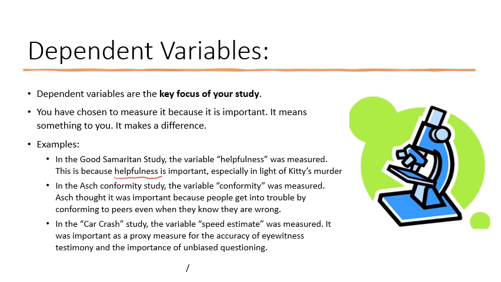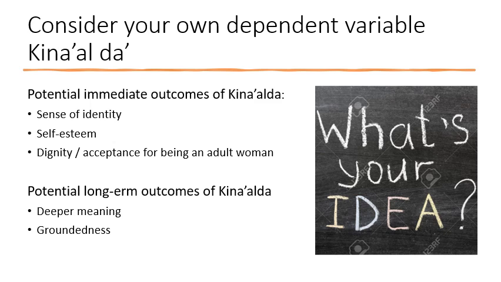And in the car crash study, the variable speed estimate was measured. And it probably wasn't that important how well people estimate speeds. And so they were using it as a proxy measure for accuracy, with the idea that the way questions were phrased, whether biased or unbiased, would actually change the way people perceived something like the speed of a traveling car. And so each of these dependent variables were important for the reasons stated, and the same needs to be true for your dependent variable.